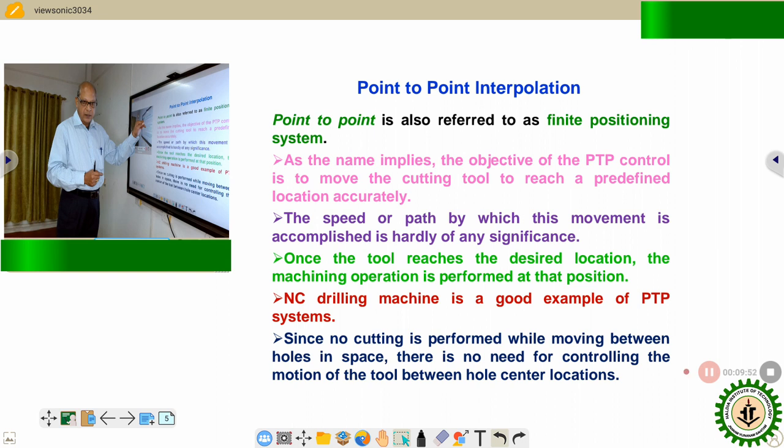Since no cutting is performed while moving between holes in space, there is absolutely no need for controlling the motion of the tool between hole center locations. That implies the path is not of any significance, because the tool is not undertaking any cutting action, only covering some distance, and to reduce the cycle time it should move at the highest possible velocity available in the machine as designed by the machine tool manufacturer. So these are some of the key attributes.